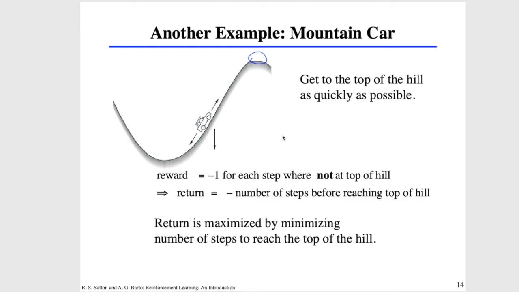And so your return then, without any discounting, is just how many steps it took you to get to the top of the hill. Because as long as you keep going up and down, it's going to be that, and then the episode ends when you reach here. And so it's good because by setting up this set of rewards, you're setting it up so that the thing you're trying to maximize, which is get to the top of the hill as quickly as possible, is reflected in the reward.